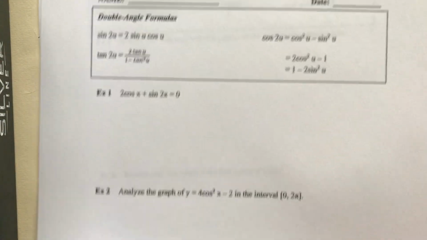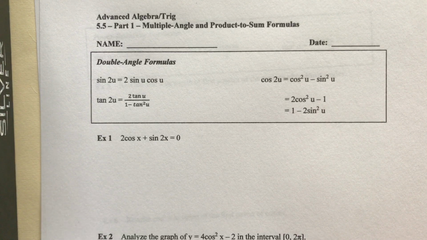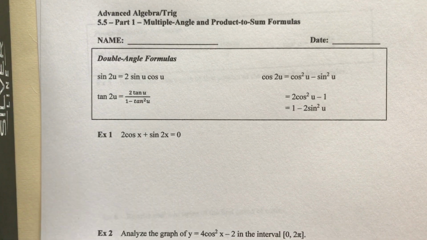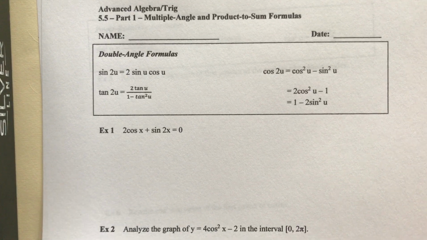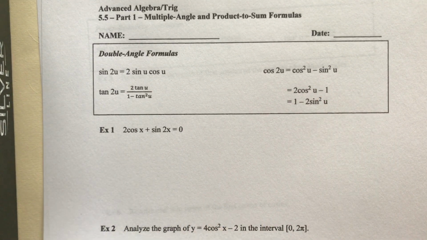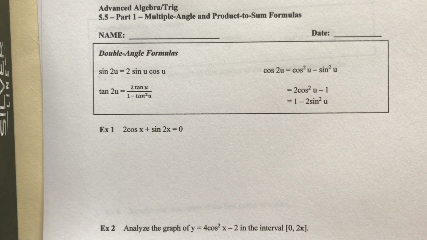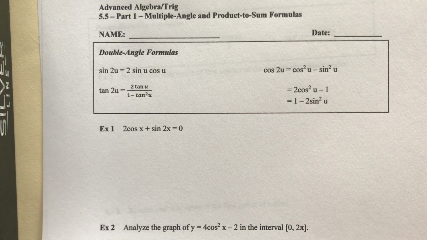Hi, today we're going to be working with 5.5 part 1, and these are going to be using the formulas from your formula sheet that we haven't used yet. Now they're also in the box here, and these are called multiple angle and product to sum formulas. Today we're just going to be doing the multiple angle formulas.